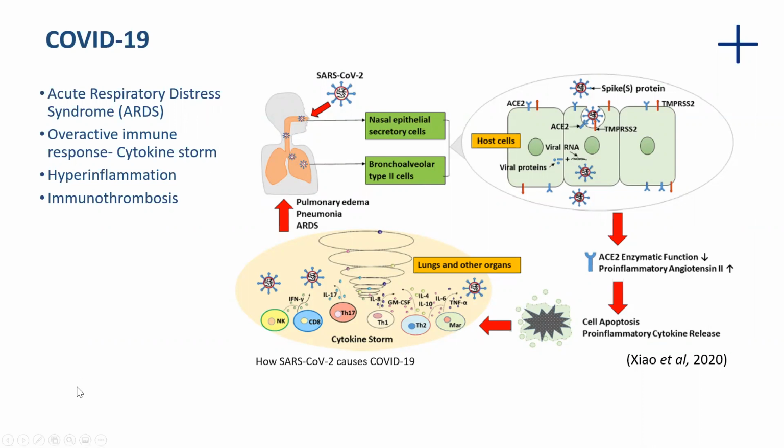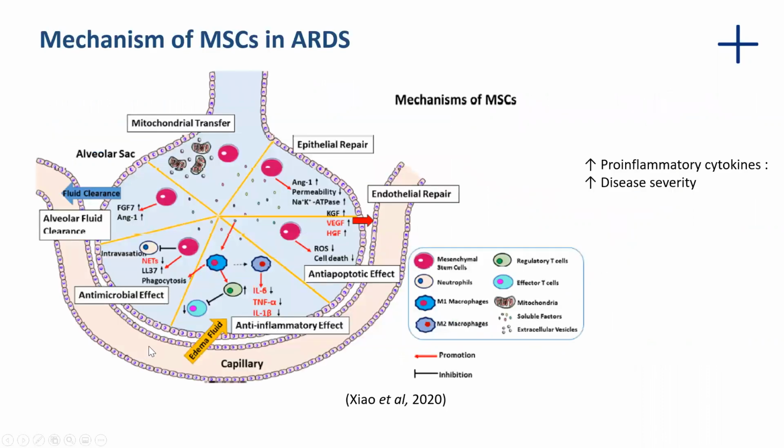So therefore, there is really an urgent need for novel therapies that can attenuate this excessive inflammatory response associated with the immunopathological cytokine storm and immunothrombosis that can accelerate the recovery to functional lung tissue. So as mesenchymal stem cells are known to be immune privileged, safe, and able to have immunomodulatory abilities, they have been tested in limited clinical trials to treat COVID-19 patients with pneumonia.